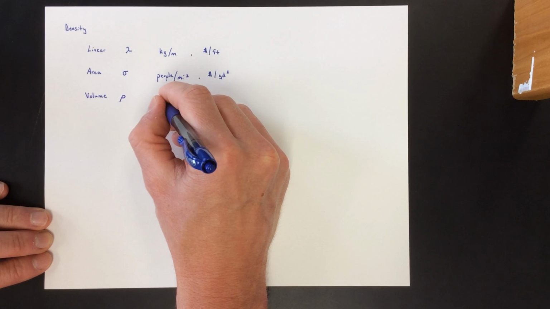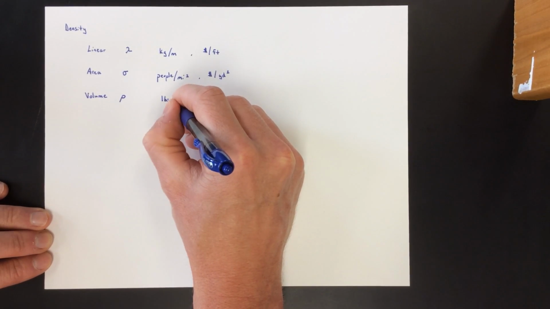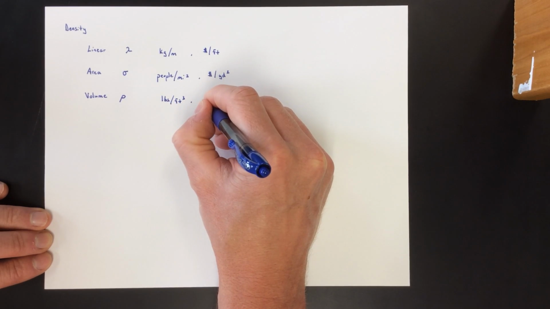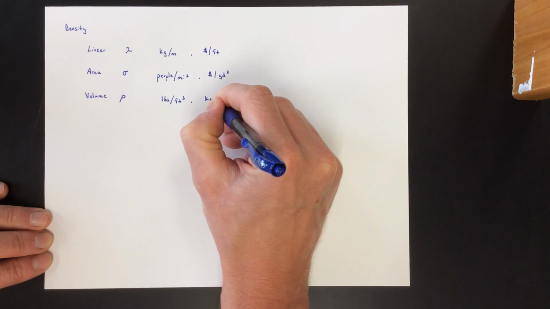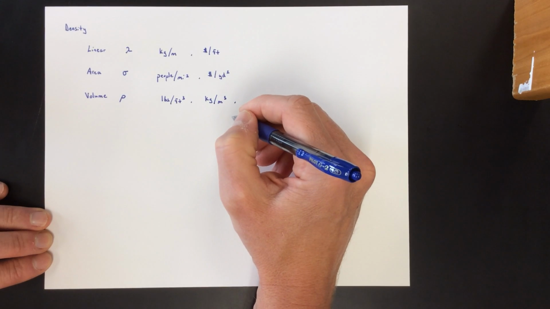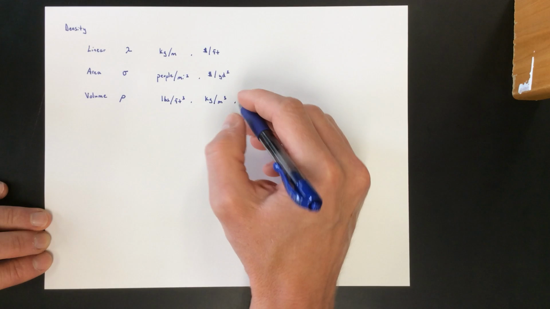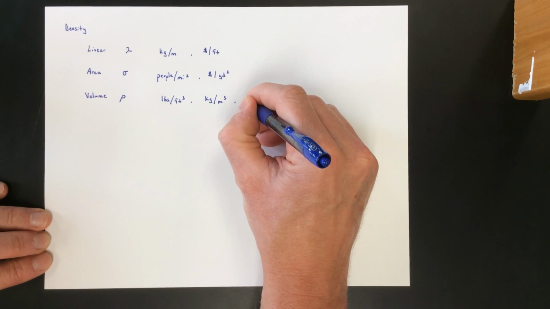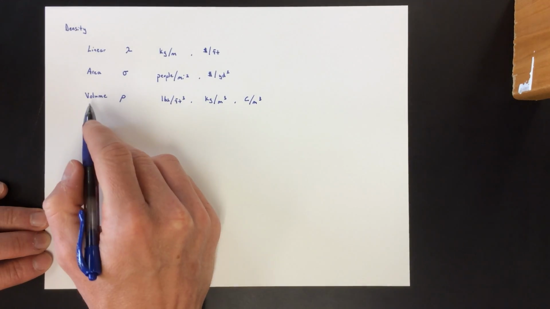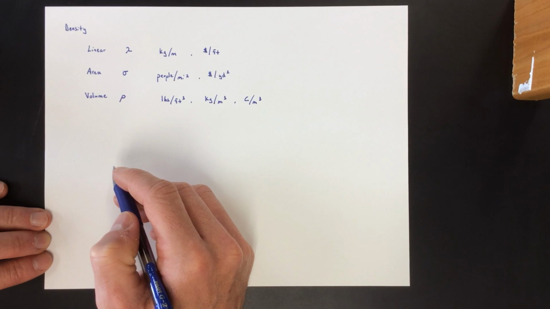So this could be pounds, which is a unit of weight, per cubic foot. This could be a mass three-dimensional density, so kilograms per cubic meter. Or we could even look at the charge. Let's say we have some insulator and it's charged. It's so many coulombs per cubic meter. We can also talk about water's density.